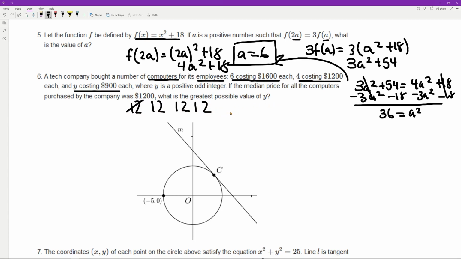So we have 4 computers costing $1,200 and 6 costing $1,600. And I'm just going to write 16 because you could just add zeros later. So we have 6 numbers here. So we just cross the first one, cross the greatest one, least, greatest, least, greatest, least, greatest. So now we're just left with the average, which is going to be 16.